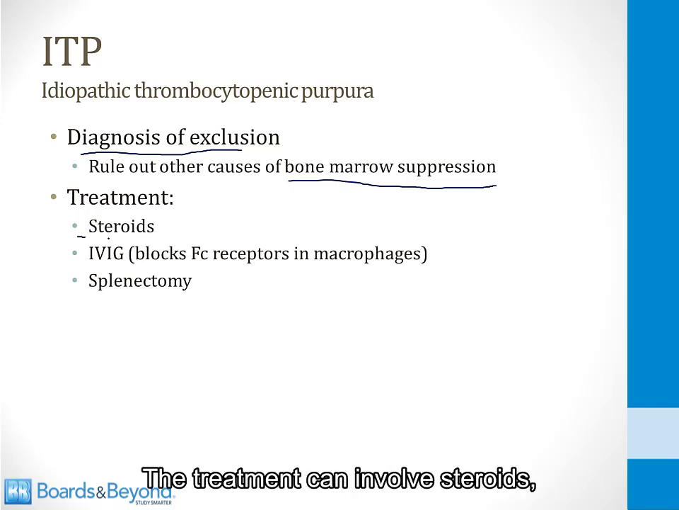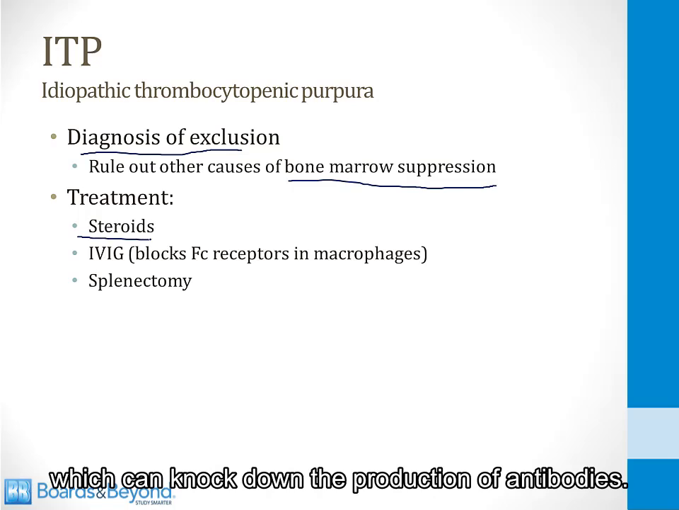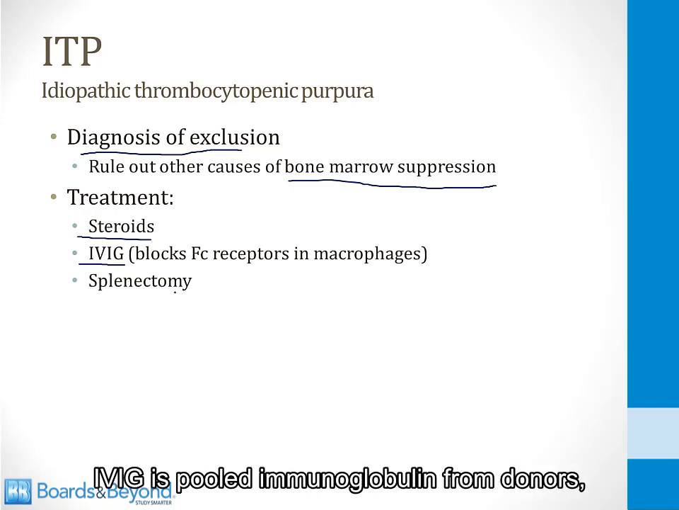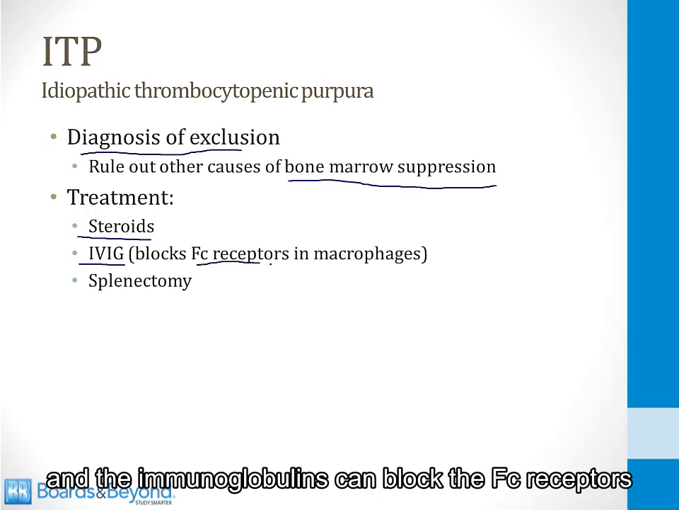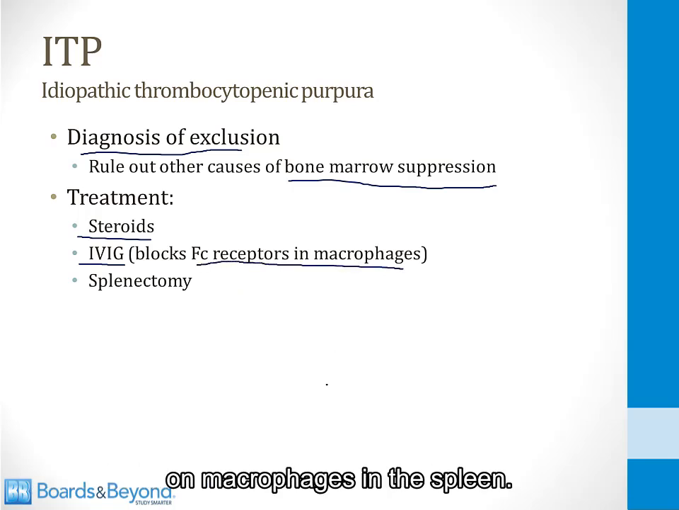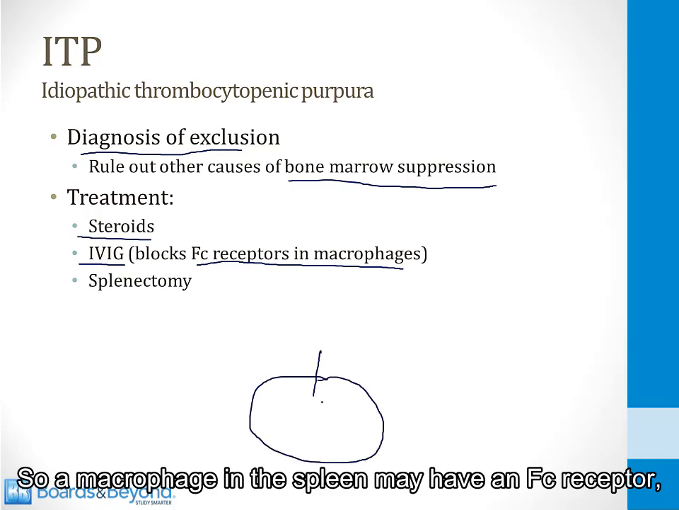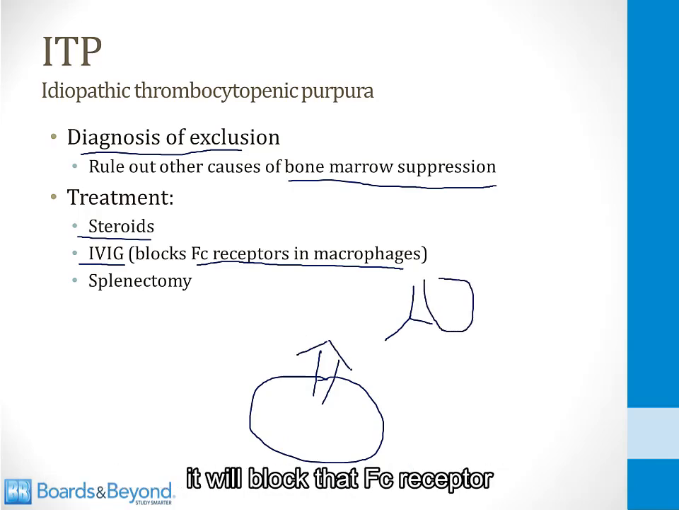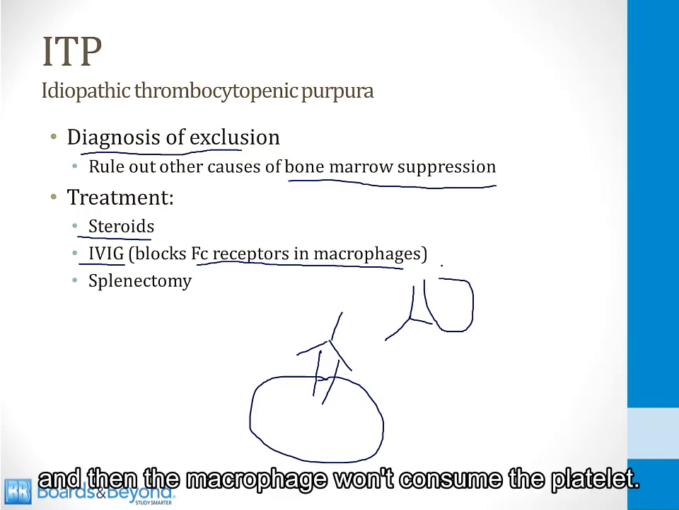The treatment can involve steroids, which can knock down the production of antibodies. In addition, IVIG is sometimes used. IVIG is pooled immunoglobulin from donors, and the immunoglobulins can block the Fc receptors on macrophages in the spleen. So a macrophage in the spleen may have an Fc receptor, and this can bind an antibody that's stuck to a platelet. However, if you administer IVIG, it will block that Fc receptor, and then the macrophage won't consume the platelet.